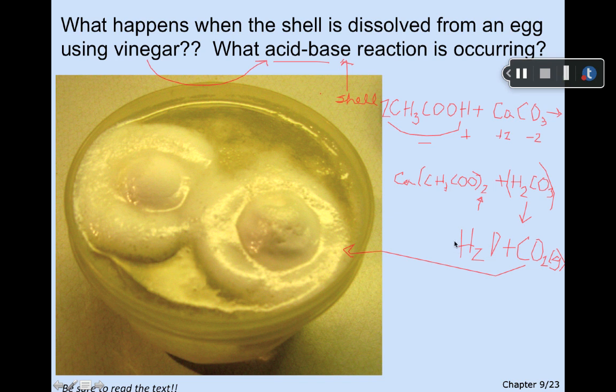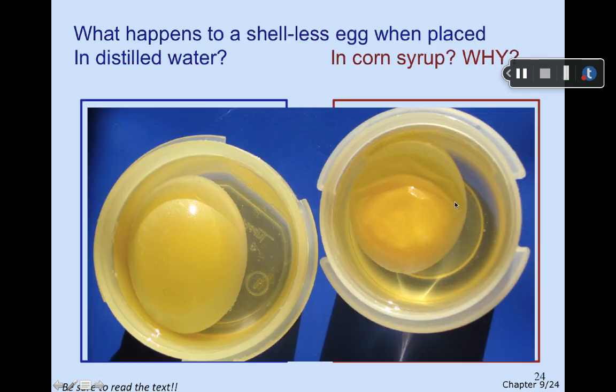Okay, so acid-base reaction is interesting. But once you're done, you end up with eggs that have no more shell. And all that's left is aqueous calcium acetate, a lot of bubbles, and some more water. It smells funny, but that's okay.